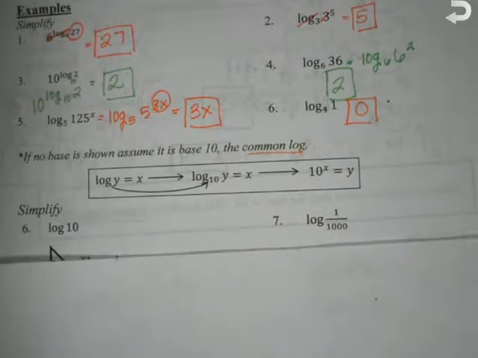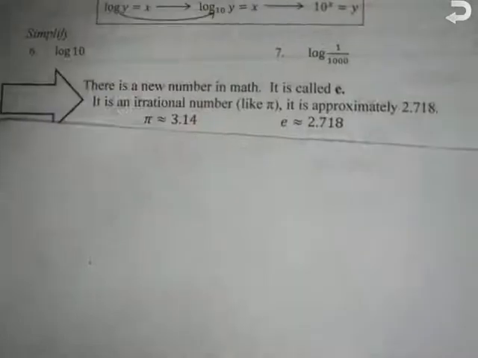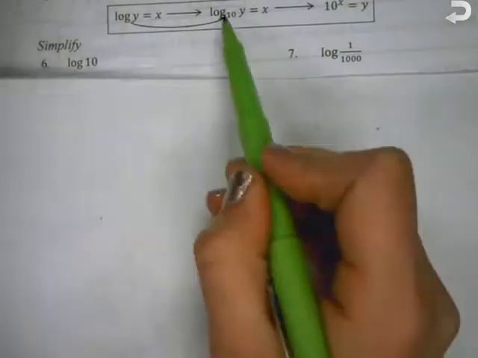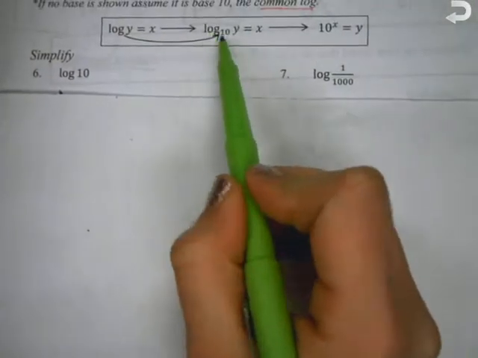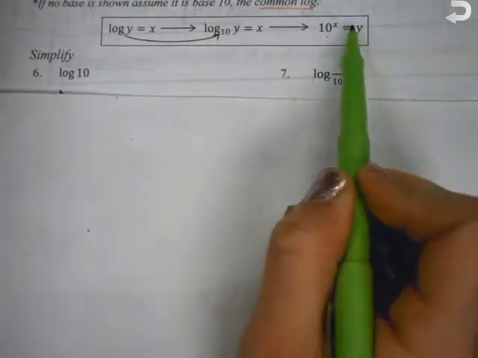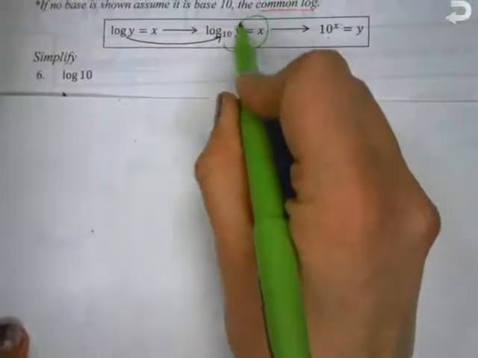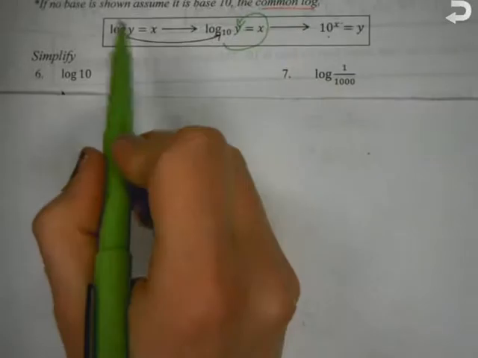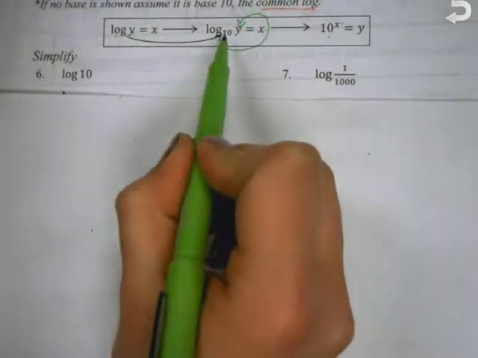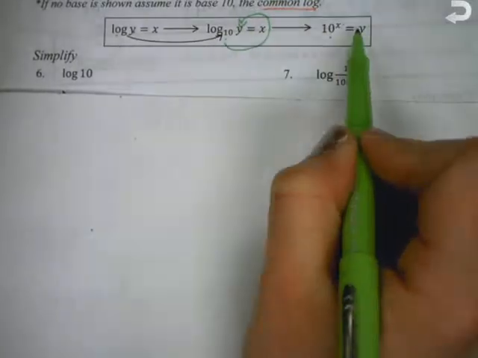Okay, so let's do examples 6 and 7. This part at the top is just saying that if I have log of y, we can rewrite it as log base 10 of y, and it's the same as 10 to the log base 10 of y. It's just rewriting it, explaining that if I have log of y, we can rewrite it as log base 10. Make sense?